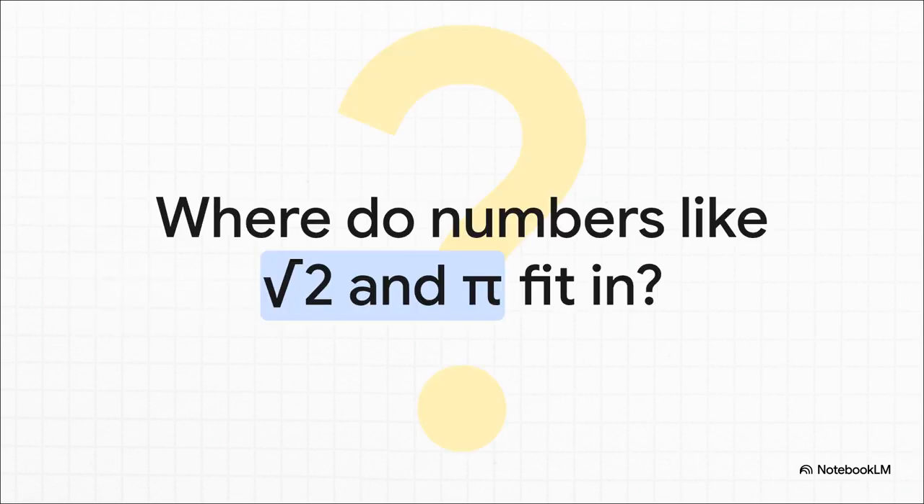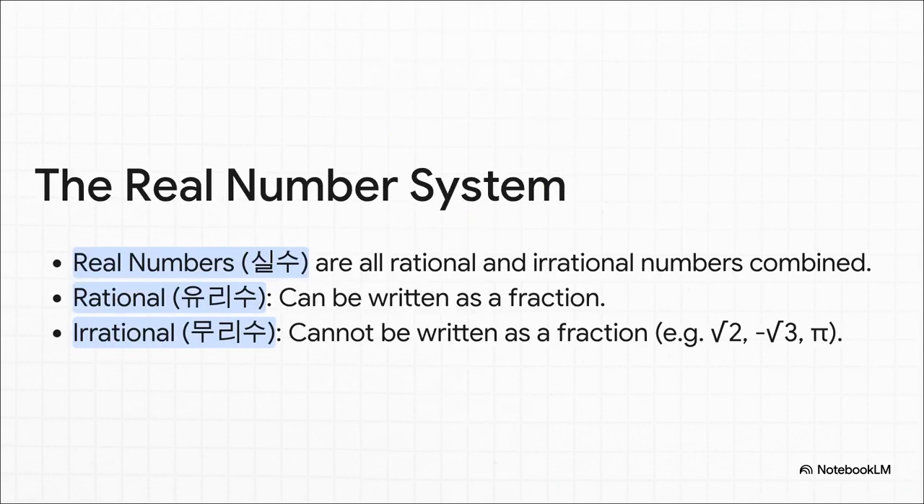But here's the kicker. Numbers like the square root of 2 or even pi can't be written down as a simple fraction. Their decimals just go on forever and ever without repeating. So they don't really fit into our neat little box of rational numbers. So where do they belong? And this leads us to the bigger map of the number world. We have to create a whole new category called irrational numbers for these values that we can't write as fractions. And when you put the rationals and the irrationals together, they form the complete real number system.